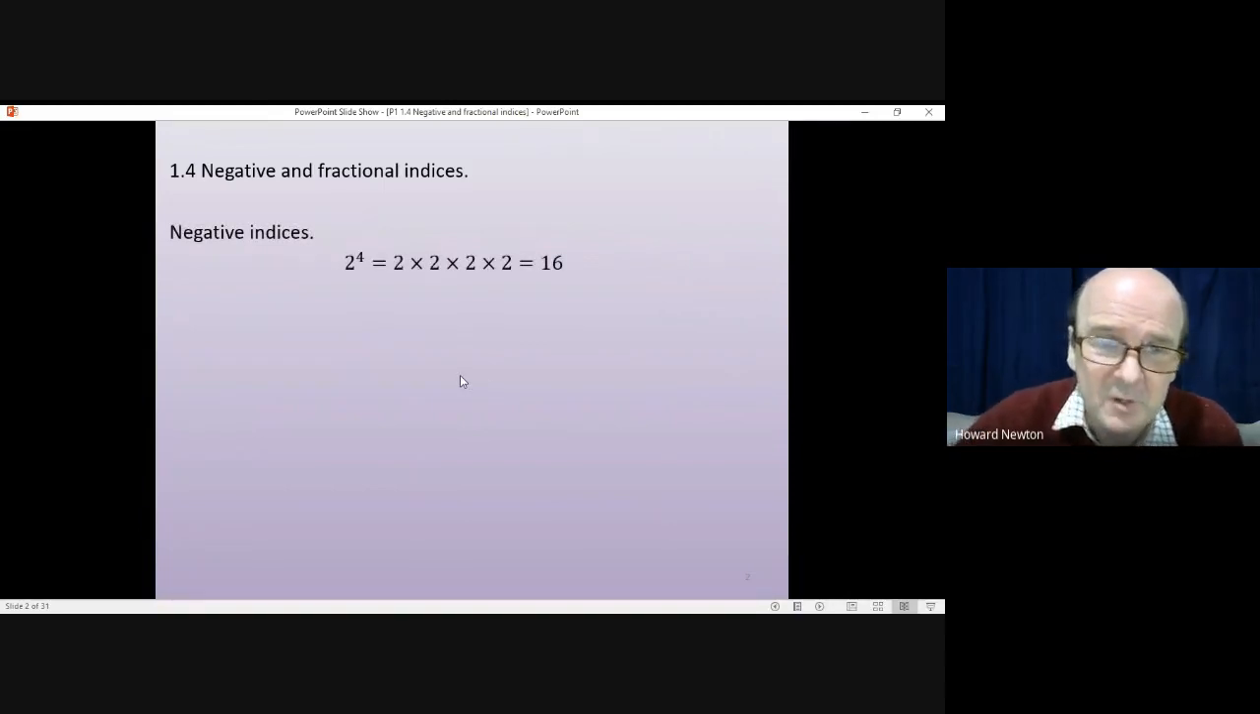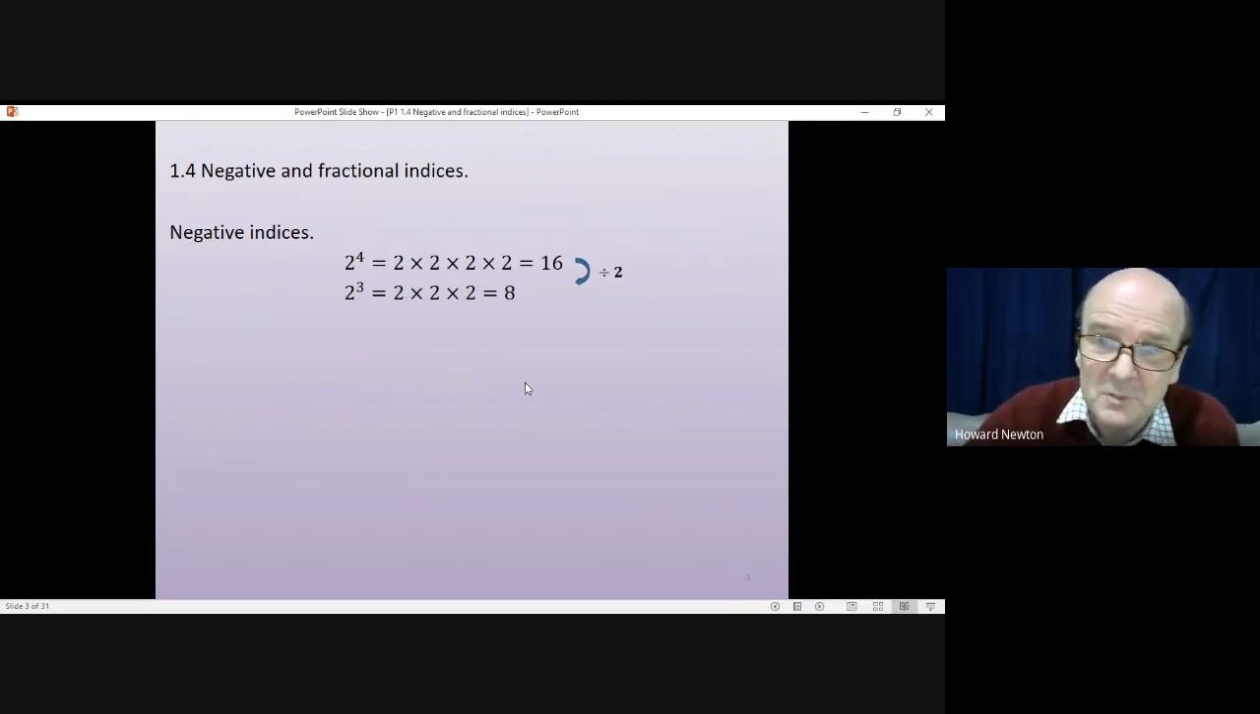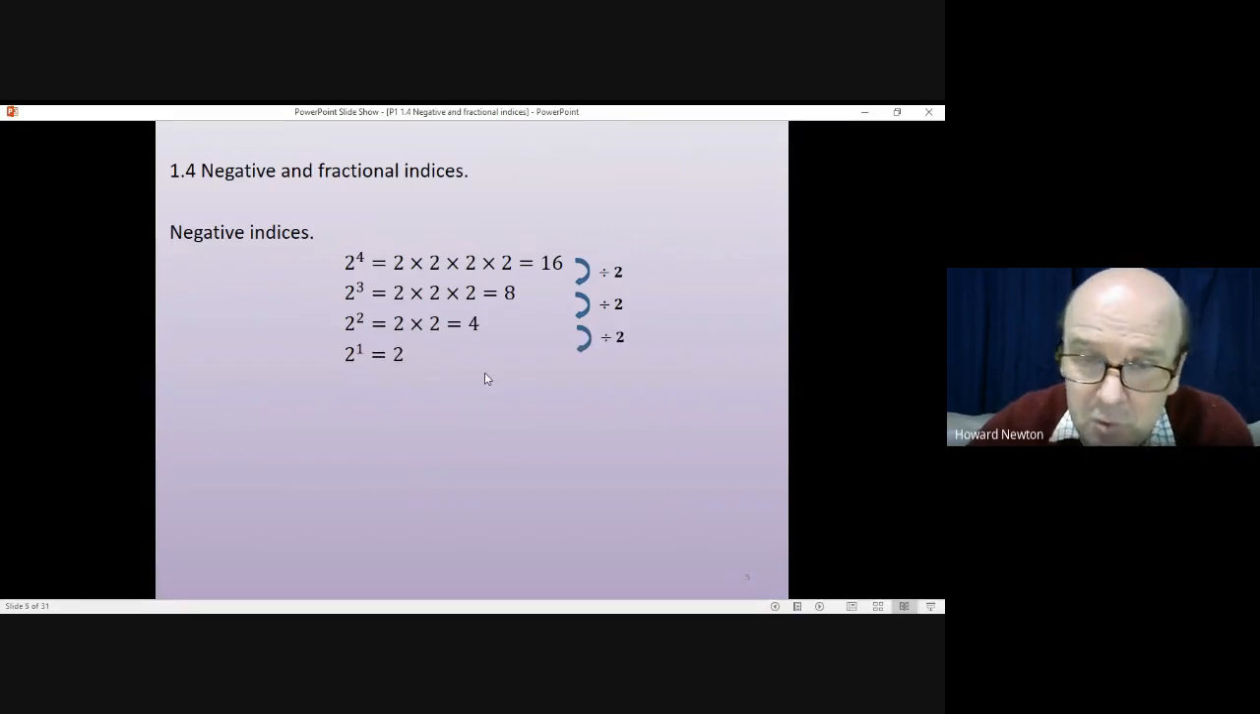People sometimes get confused as to why negative indices work in the way they do. One of the best ways to understand where they come from is to consider normal powers. If you had 2 to the power of 4, that's 2 times 2 times 2 times 2, which is 16. Divide that by 2, and you have 2 cubed, which is 8. Divide that by 2, you have 2 squared, which is 4. Divide that by 2, you have 2 to the power of 1, which is 2.